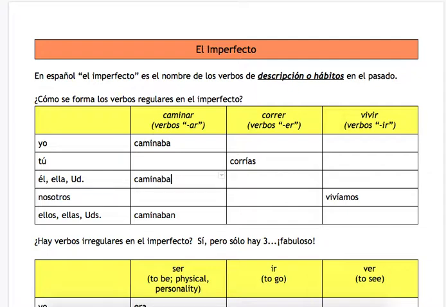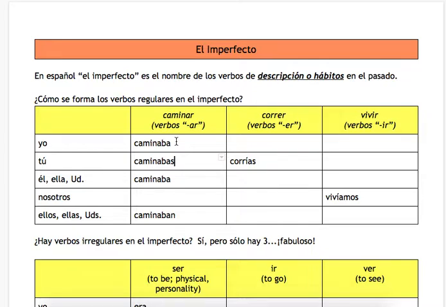So caminaba basically in English would translate as he or she used to walk, or he or she would walk in past tense. Now to make this in the tú form, we only have to add one letter, which is really nice, and I bet you can guess what the letter might be. Similar to present tense, it's an S. So you get caminabas.